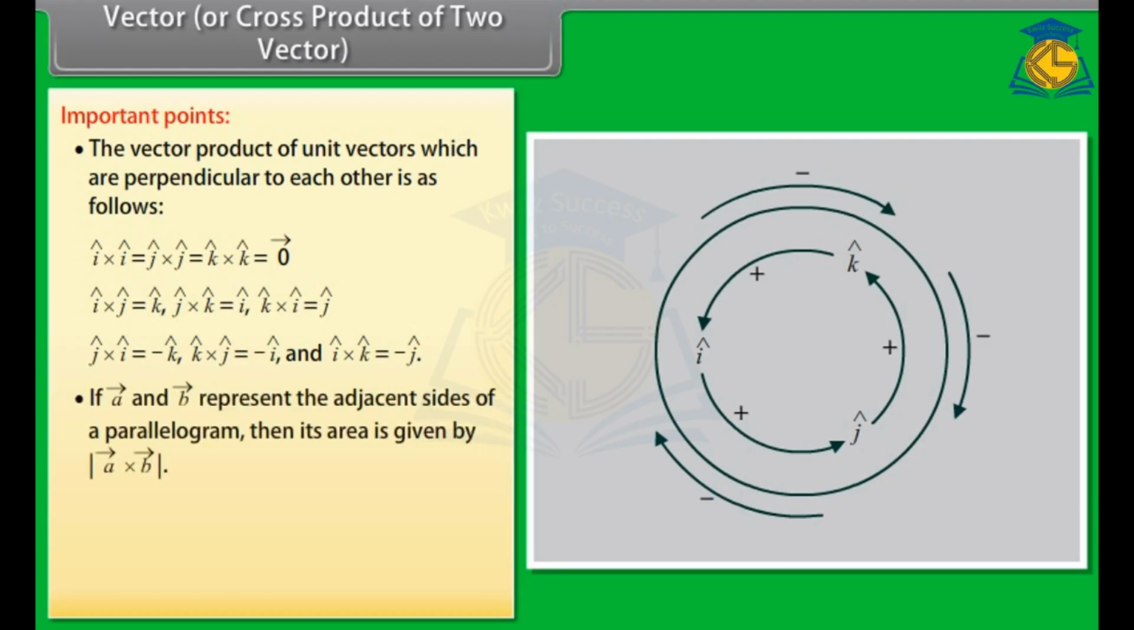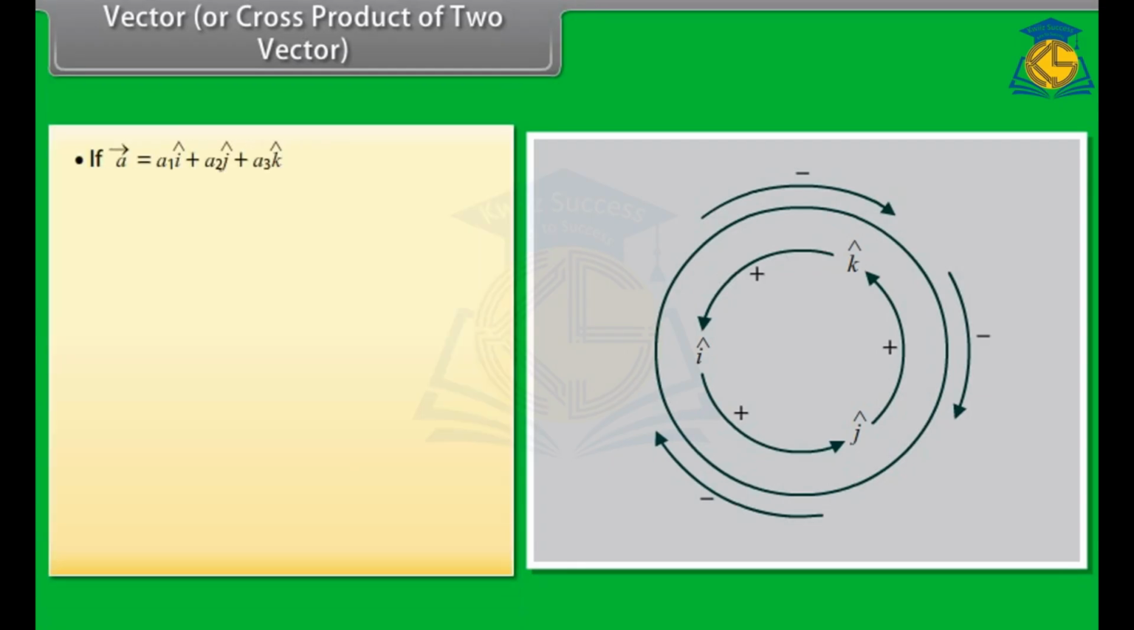If vectors A and B represent the adjacent sides of a parallelogram, then its area is given by the magnitude of the vector product of vectors A and B. If vectors A, B, and C are three vectors, then vector A cross vector B plus vector C equals vector A cross vector B plus vector A cross vector C.